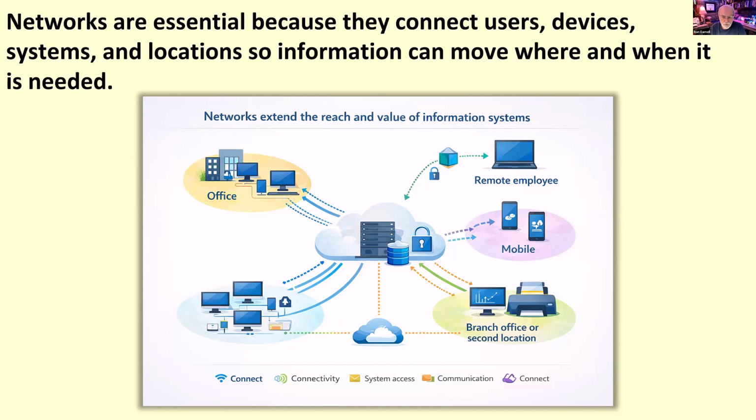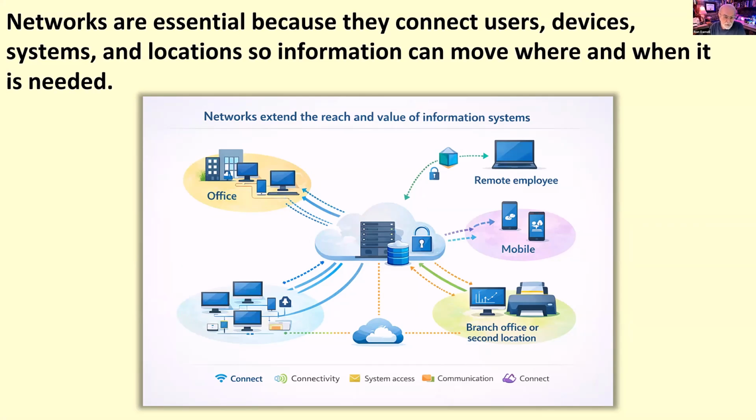A network may be local, such as a local area network within one office or campus, or may span much greater distances, such as a wide area network connecting multiple offices, remote workers, or global operations. Organizations may also rely on internet connectivity, wireless access, and secure remote access tools to support communication and system access.